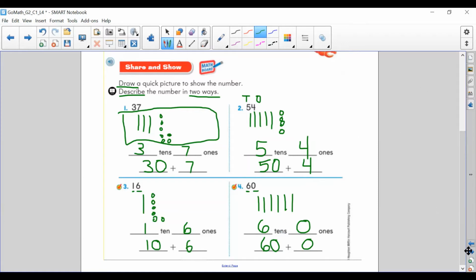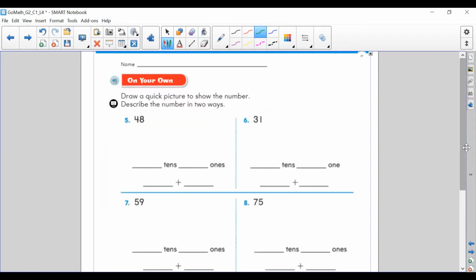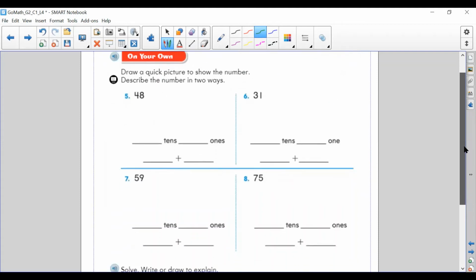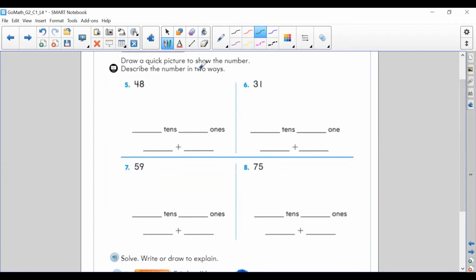Okay, now we're going to move on to our next page. Well, on our next page, this says on your own. So if you would like to do number 5, 6, 7, and 8 on your own, or whatever your teacher would like you to do, you can try that. And then we'll come back and we will reveal the answers. So good luck, boys and girls.